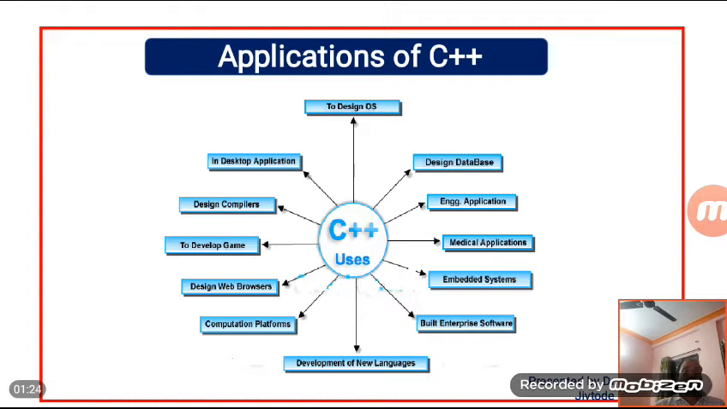Next application: internet browsers are written in the C++ programming language. Next application of the C++ programming language: all major applications of Adobe Systems are developed in it, like Photoshop, ImageReady and Adobe Premiere.